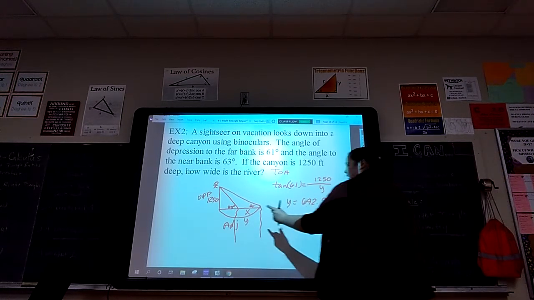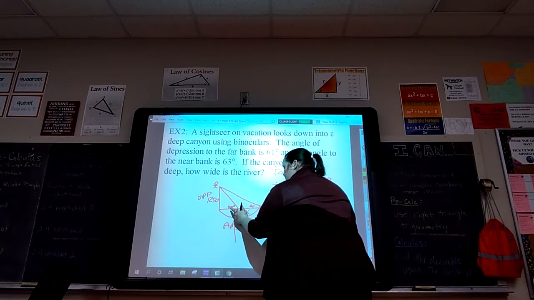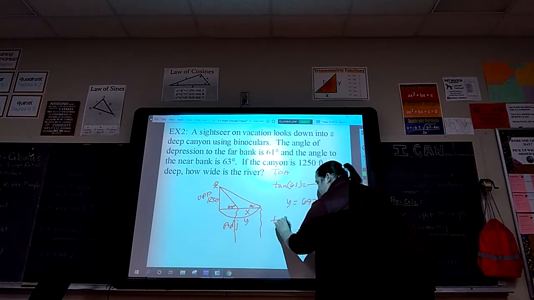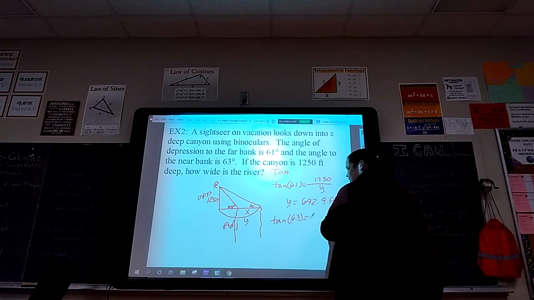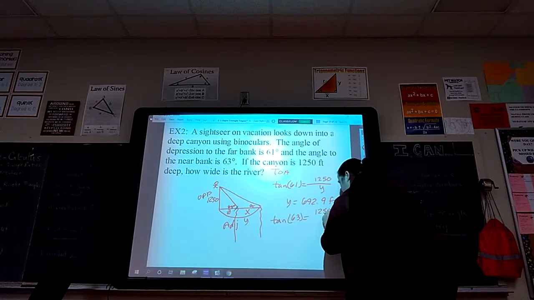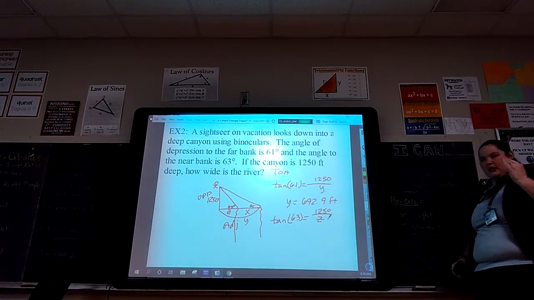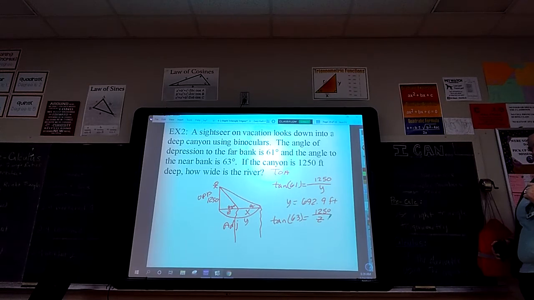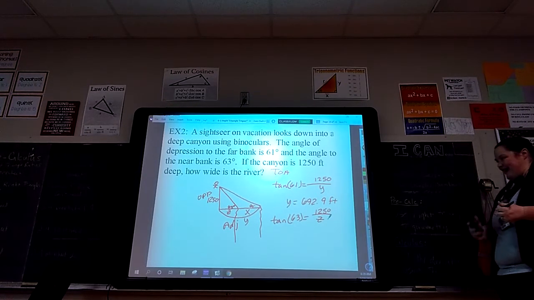So now we're going to find the distance from the edge of the canyon to the closer bank of the river. So do tangent of 63 equals 1,250 over, and I'll call this distance Z, to get us that from the edge of the canyon to the closer bank of the river. So again, we have to divide. I'm not doing a good job of showing my work on this one. Is that okay? Everyone following? We've done enough of these that I think you know the order. So I take 1,250 and then I end up having to divide by tangent of 63. So that is 636.9 feet.